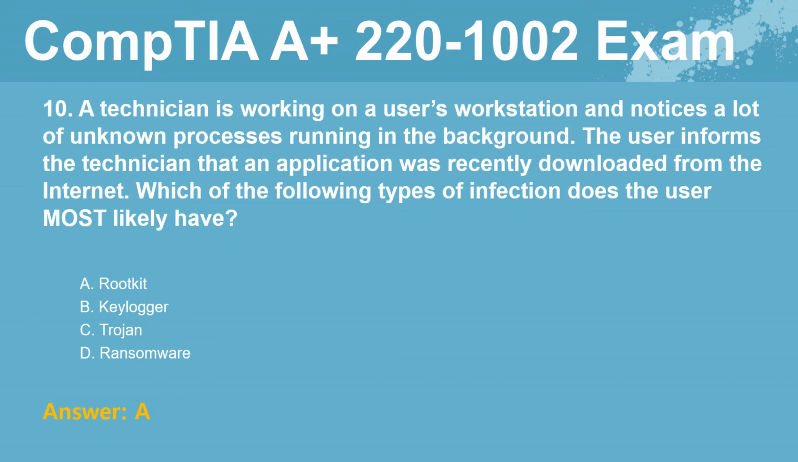10. A technician is working on a user's workstation and notices a lot of unknown processes running in the background. The user informs the technician that an application was recently downloaded from the Internet. Which of the following types of infection does the user most likely have? A. Rootkit. B. Keylogger. C. Trojan. D. Ransomware. Answer: A.